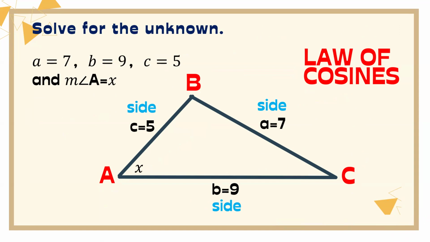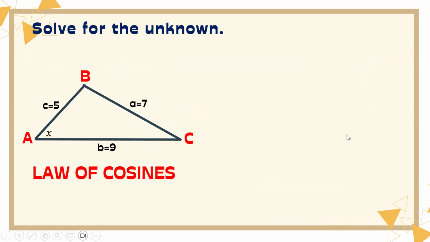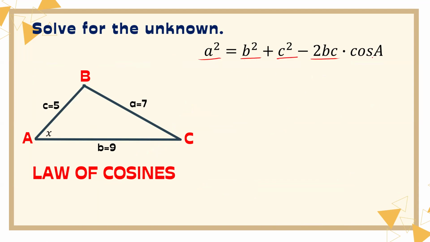So let's say you're given three sides: side a, 7, side b, 9, and side c, 5. And then you're asked to determine an unknown angle. Then based on the table that we had in the beginning, we'll be using the law of cosines for this particular problem, right? So using the law of cosines, a squared equals b squared plus c squared minus 2bc cosine A, and we're solving for angle A, right?